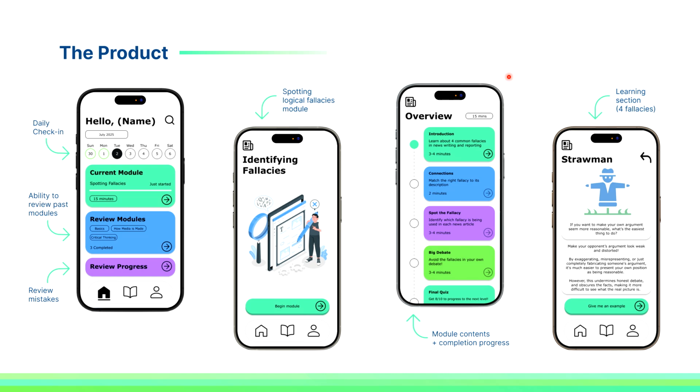Stakeholders reported seeing their progress was very important, so here we have an overview of the logical fallacies module with the activities included, plus how many the user has completed in case they leave the app and they come back later.